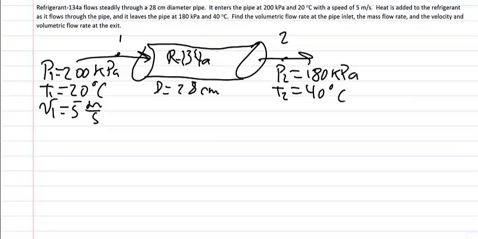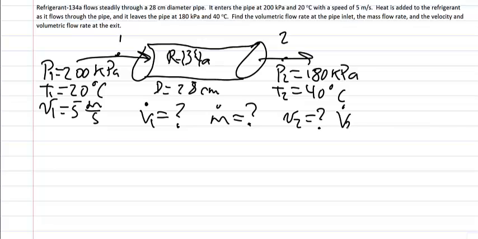Now what we're trying to find in this particular problem is the volumetric flow rate at the inlet. So V dot 1 is an unknown. We're also looking for the mass flow rate. And of course the mass flow rate is the same at the inlet and the exit. After all, these are steady flow problems. And then we also are trying to find the velocity and the volumetric flow rate at the exit. So in other words, V2 is unknown, and the volumetric flow rate at 2 is also unknown.